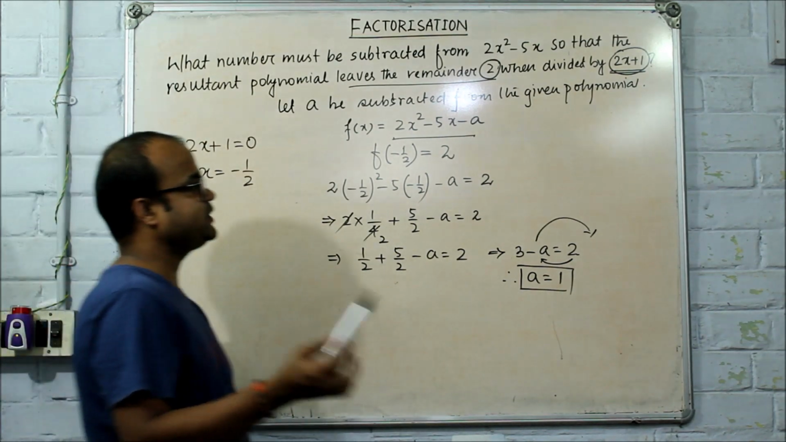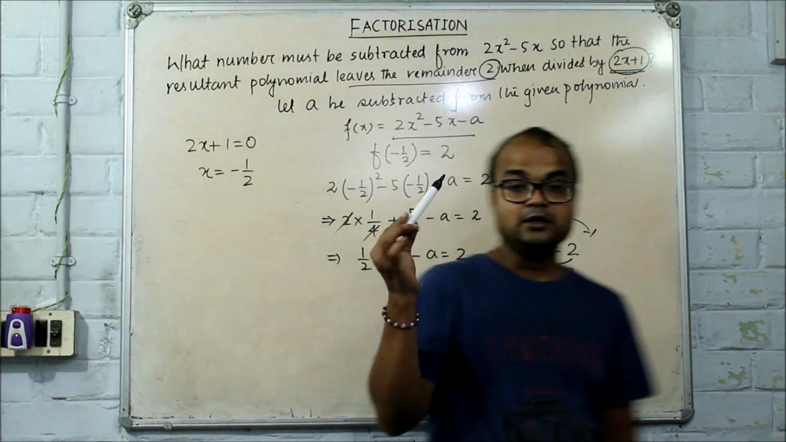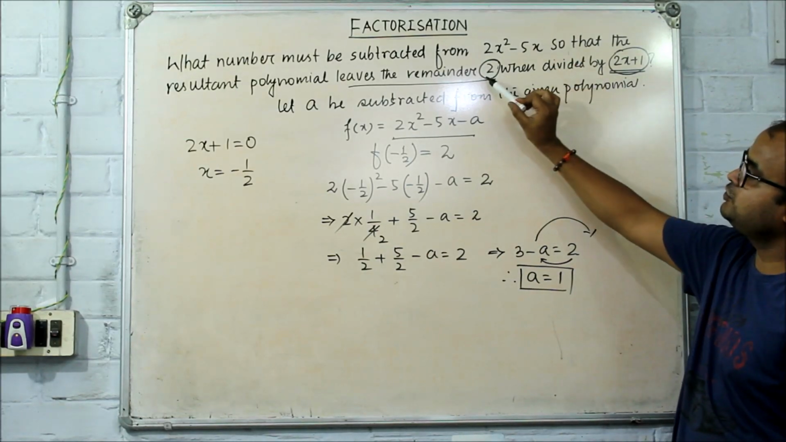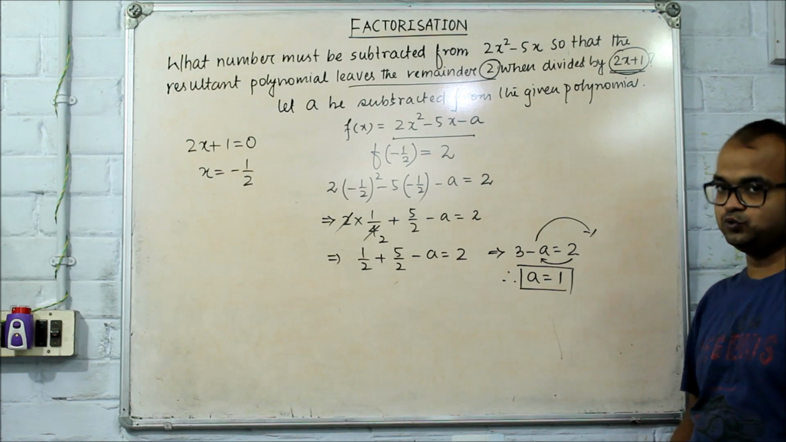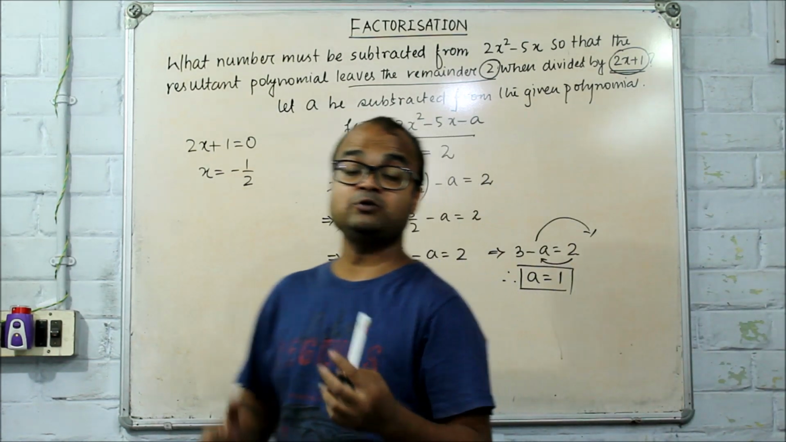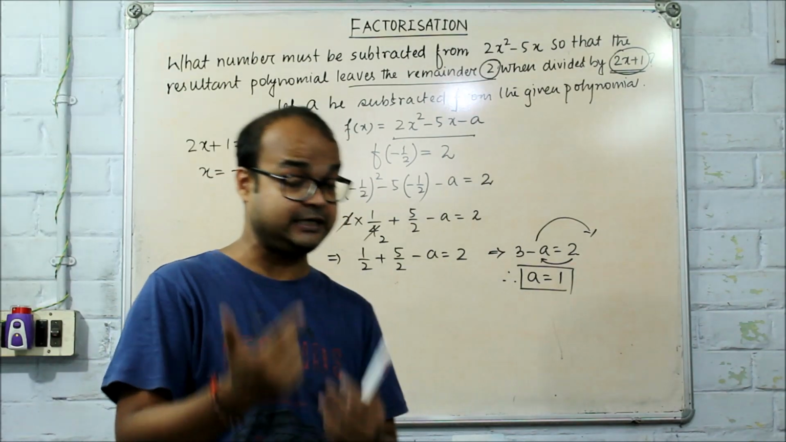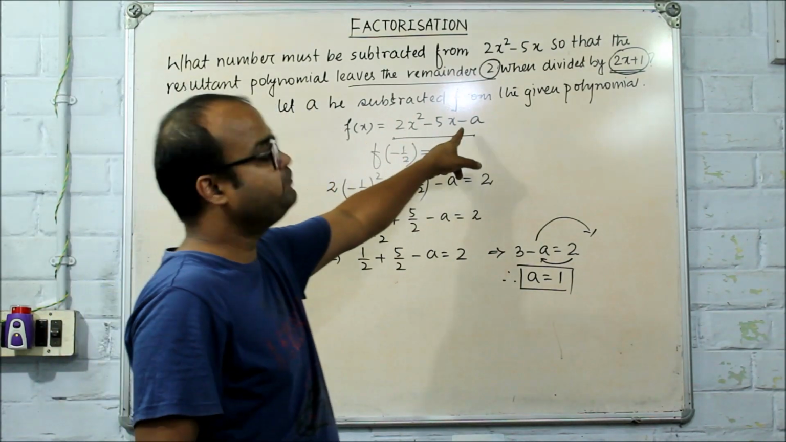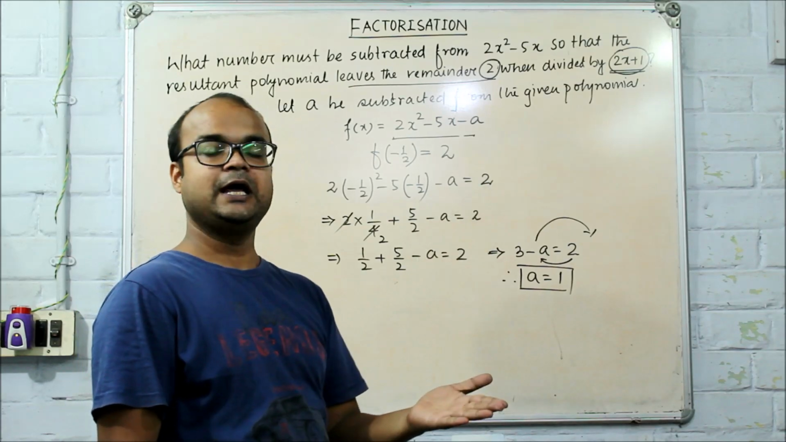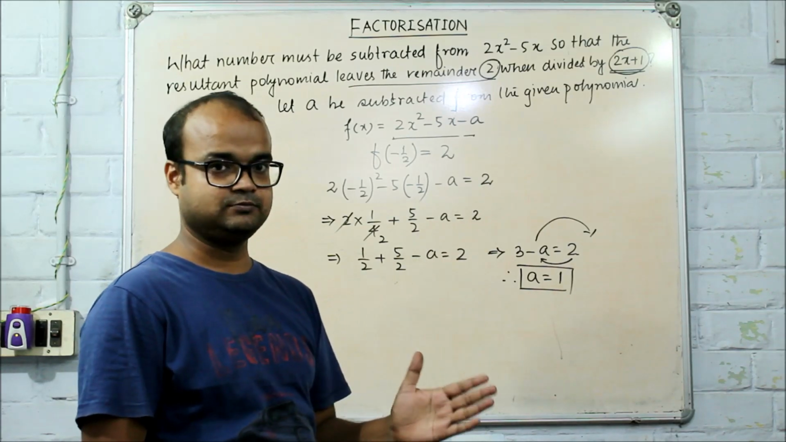So if you subtract 1 from this polynomial, in that case you get the remainder as 2. Same thing you can apply when the question is given what number must be added. In this place you write plus a. Clear? And we apply the remainder theorem.